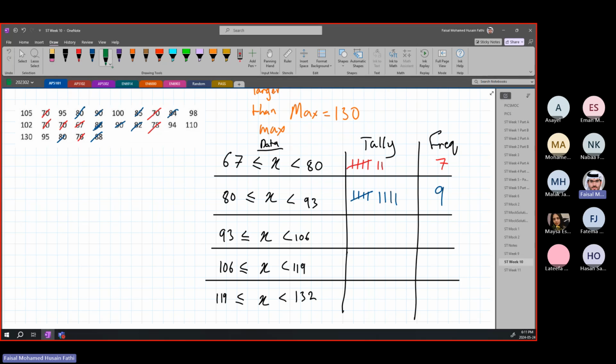Same thing again. Now 93 is included, 106 is not included. So 105 is between those values, 100 is between those values, 98 is between those values, 102 is between those values, 94 is between those values, so we cross it out. 110 is not, 130 is not, but 95 is. So we have 6: 1, 2, 3, 4, 5, 6.